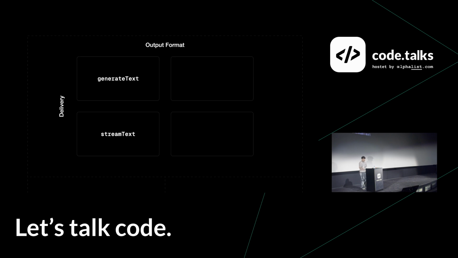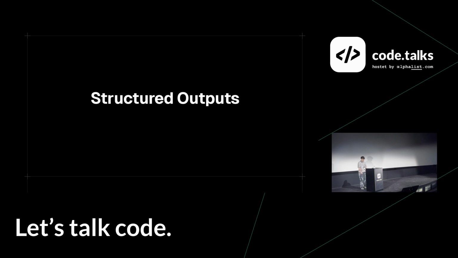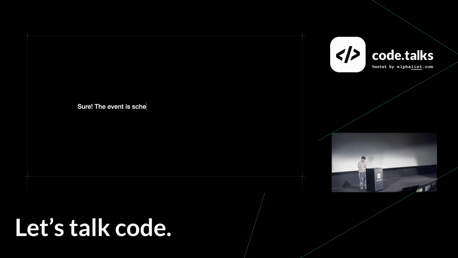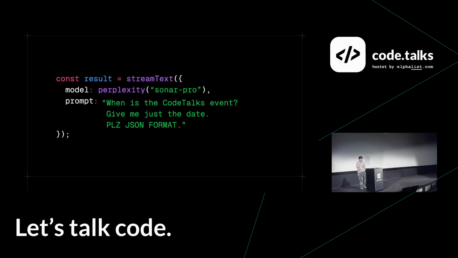We have generate text and stream text. This is half of what we have in the AI SDK. Actually, a bit less than half, but we also have generate object, and we have streaming objects. These are structured outputs. And as you can see, it's the same prompt, and we're just asking for the same date, but we're asking Perplexity again. And as you can see, the prompt received is the same. But then we're like, give me JSON, please.